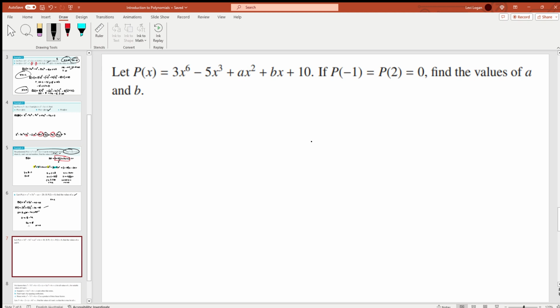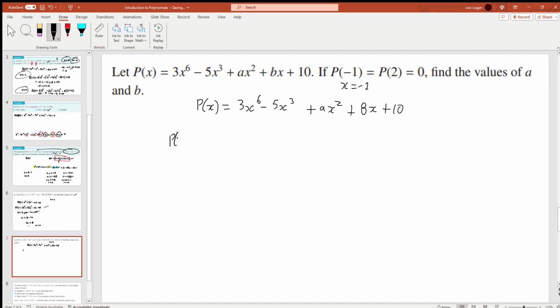So this is very similar to the one we did in the previous video where we had two initial conditions, but we also have two unknowns. So in other words, we're going to get two simultaneous equations pretty much to find a and b. Now I'm going to write my b's as capitals because, as you know, they look like sixes. Alright, so p of x is the following: 3x to the power of 6 minus 5x cubed plus ax squared plus bx plus 10. So if I substitute x equals negative 1, I should get 0.